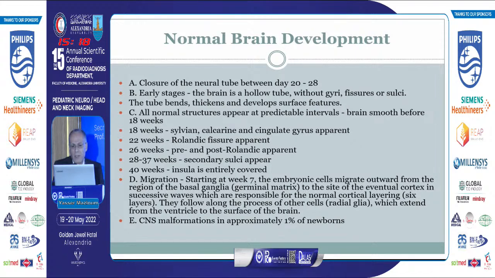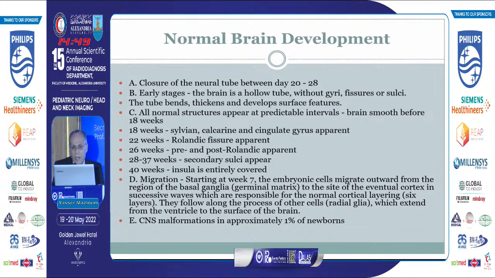The tube bends, thickens, and develops surface features. All normal structures appear at predictable intervals. The brain is smooth before 18 weeks. At 18 weeks, the Sylvian, calcarine, and cingulate sulci become apparent. At 22 weeks, the Rolandic fissure is apparent, followed by the pre- and post-Rolandic at 26 weeks. Between 28 to 37 weeks, secondary sulci become apparent. At 40 weeks, full term, the insula is entirely covered.